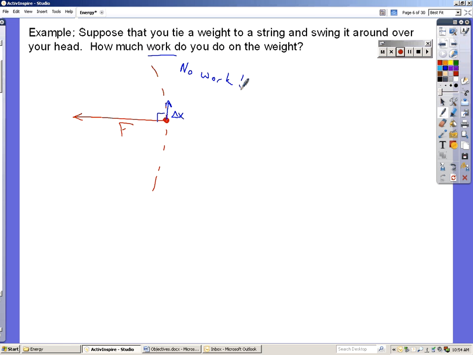Another way you could tell that you did no work, so you either say that force is perpendicular to displacement, or the speed is constant. It's changing directions, but it's not speeding up or slowing down, and so that would mean that the work done, or the net work done, is 0.